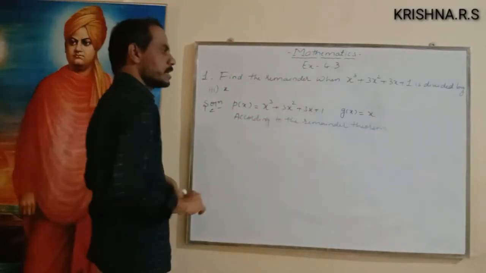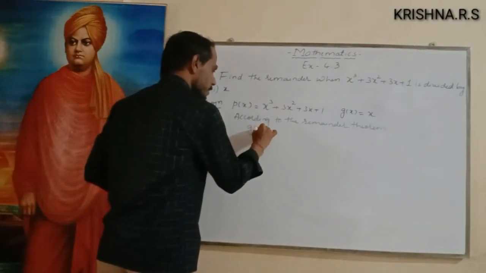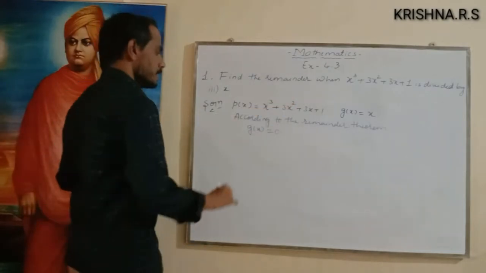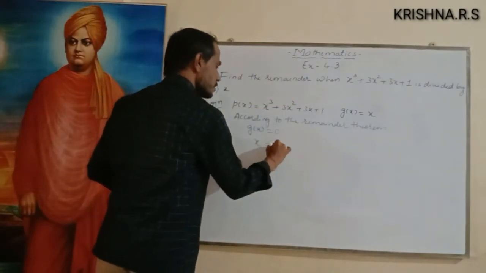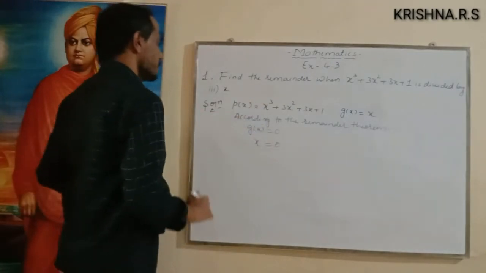Then what is the next step? Yes, g of x is equal to 0. You are right. What is the value of g of x? It is x. So x is equal to 0. This x equals 0 we put in equation 1.